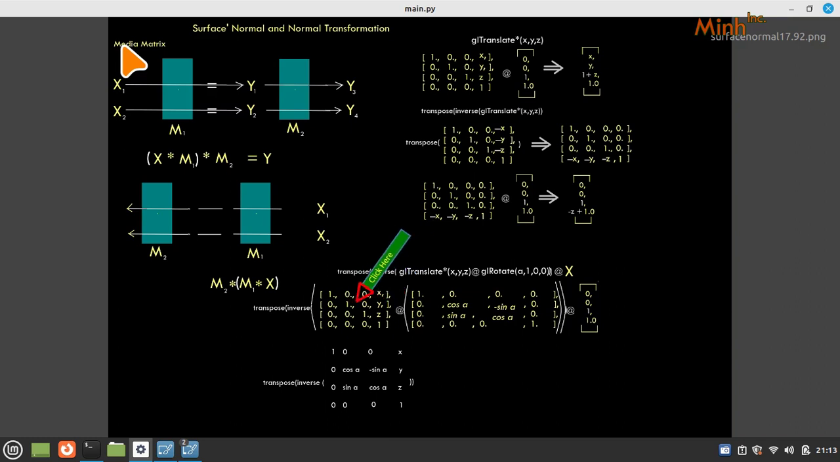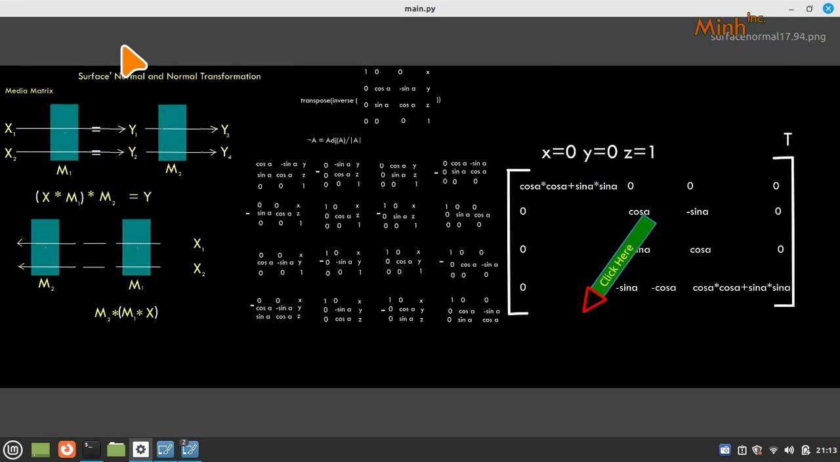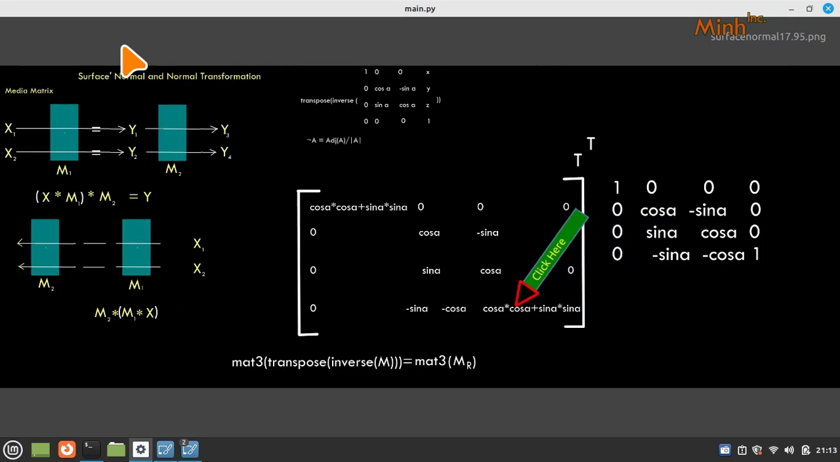If I have a translation matrix and rotation matrix, and I want to calculate the transformation in the normal, then I have to calculate transpose and inverse. So if I calculate the transpose and inverse of this matrix, it results in this. Cos square a plus sin square a is 1. Cos square a plus sin square a is 1. And then others. So this is the net matrix I am getting after transpose and inverse.